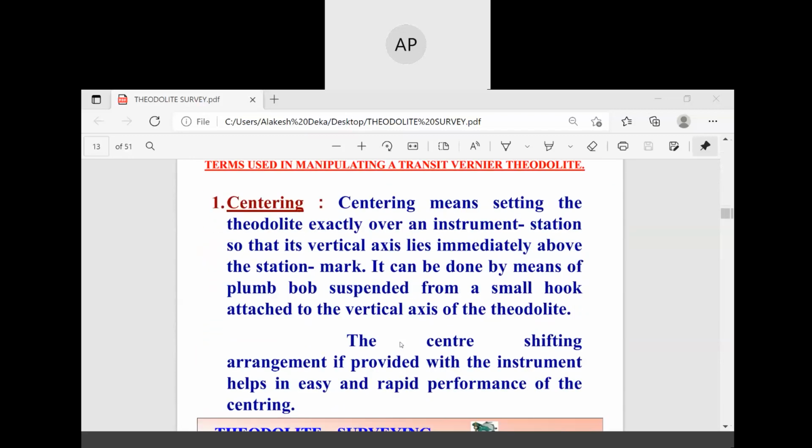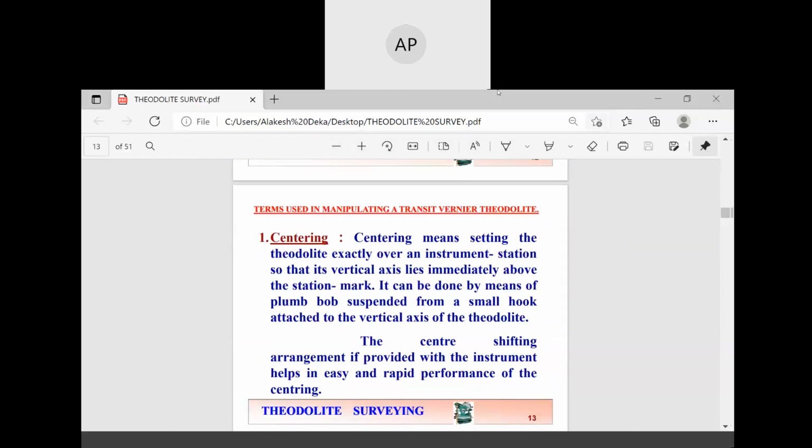Terms used in manipulating a transit vernier theodolite. These are the terms used in field theodolite survey. Centering. What does centering mean? Centering means setting a theodolite exactly over an instrument station so that its vertical axis lies immediately above the station mark. Okay, that is your centering. It can be done by means of a plumb bob suspended from a small hook attached to the vertical axis.